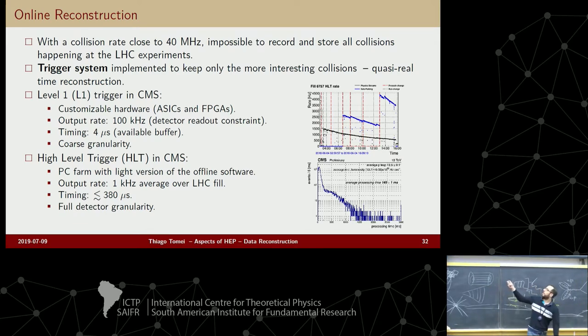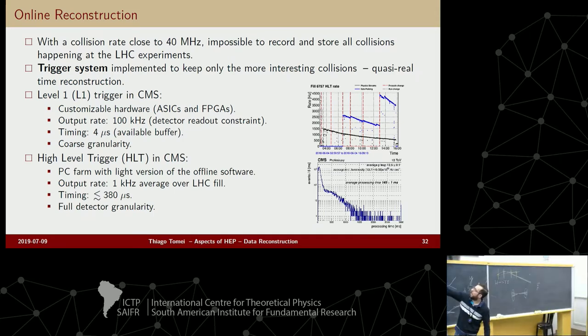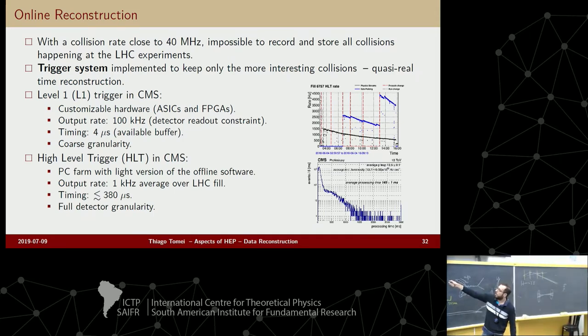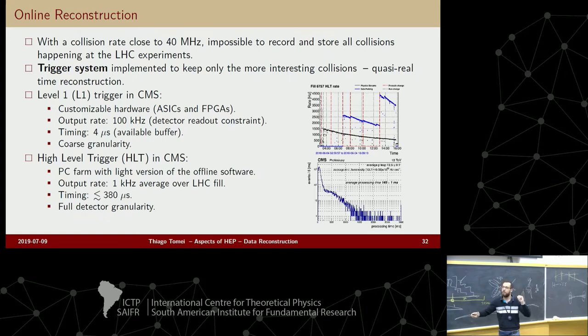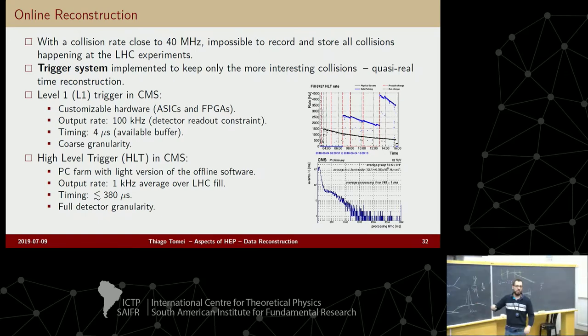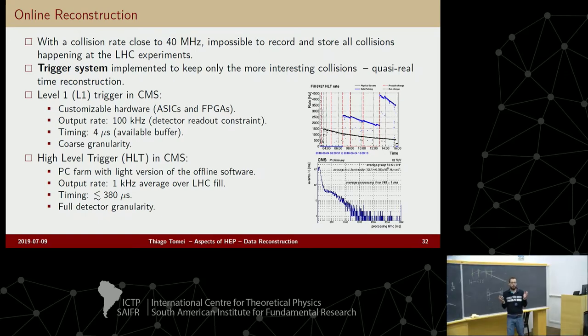Now, this thing, the level one, reduced from 40 megahertz to 100 kilohertz. It has to do its work for every event in 4 microseconds. So all of that I showed you, 4 microseconds. And it doesn't have access to the whole detector, to the whole granularity of the detector. So it doesn't read every crystal. It reads them in groups and makes some instant sum.